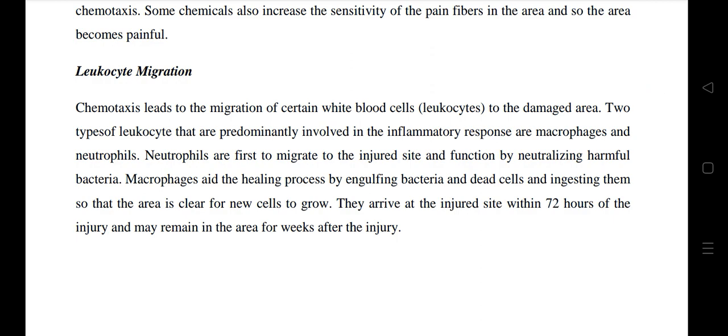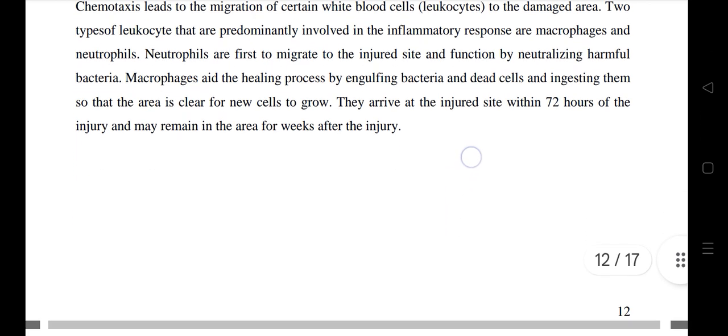Neutrophils are first to migrate to the injured site and function by neutralizing harmful bacteria. Macrophages aid the healing process by engulfing bacteria and dead cells and ingesting them so that the area is clear for new cells to grow. They arrive at the injured site within 72 hours of injury and may remain in the area for a week after the injury.